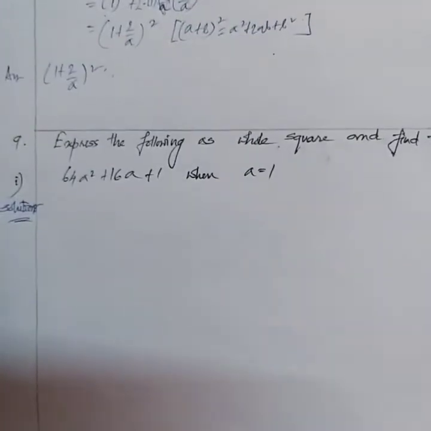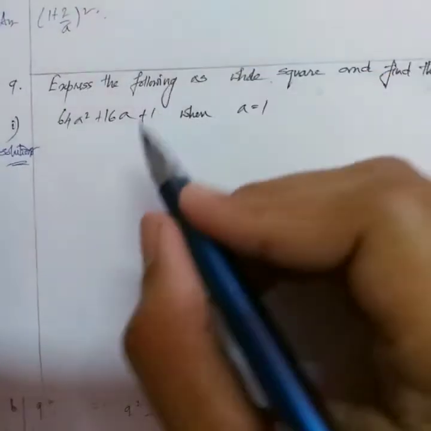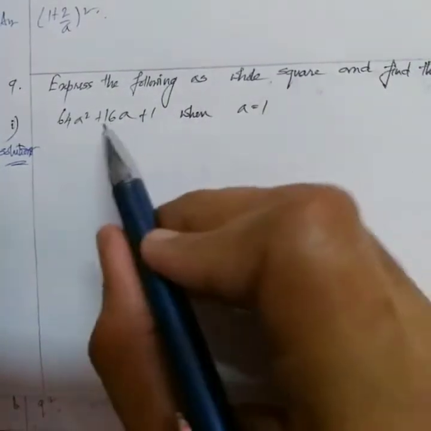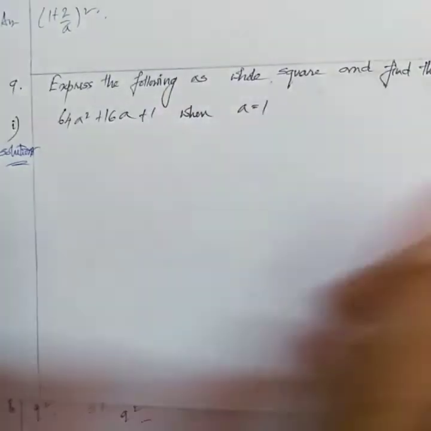Hello students. So today we are going to do question number 9 part 1 of exercise 12.1 of this chapter number 12, algebraic formulae. So the question says express the following as the whole square and find the value of 64a square plus 16a plus 1 where a is equal to 1. So read the question very carefully.